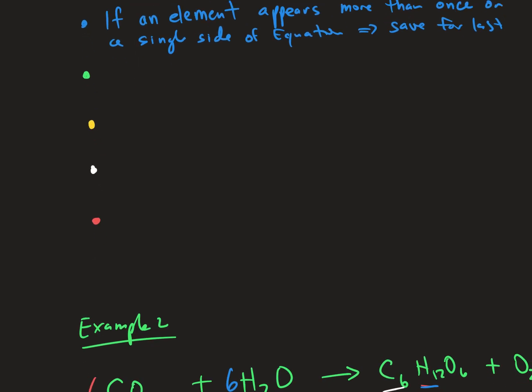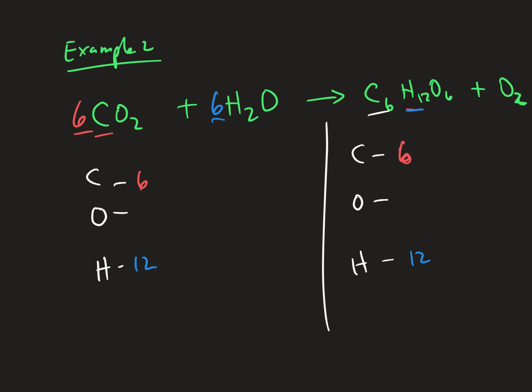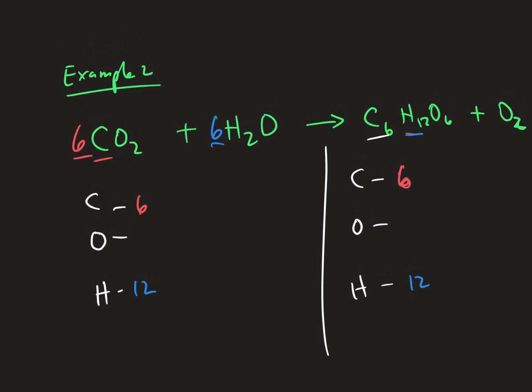Moving on? Okay. So which side should we start counting the oxygens on? Left or right? Why left? Because there are more, because we have the coefficients already set in place, right? They're set in place. Hopefully we don't have to change those. They're already balanced. So let's count this side.